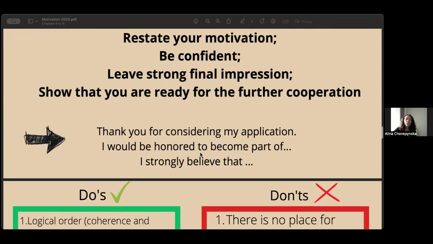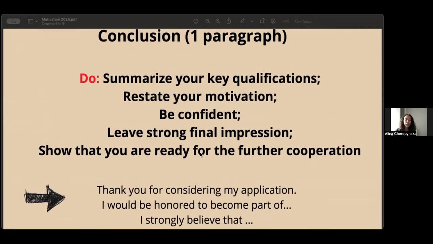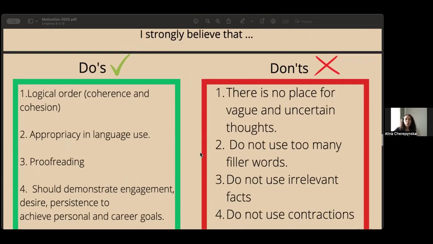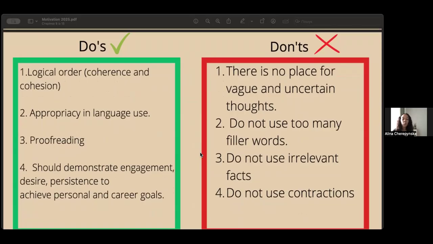In conclusion, we just summarize everything that was said before without presenting new information. But speaking about sentences like, thank you for considering my application, or I would be honored to become a part, that's actually a good way to say thank you for reading, as well as I'm ready for further cooperation. That is why don't forget to be respectful to the committee and to show that you're thankful for actually considering your application form.